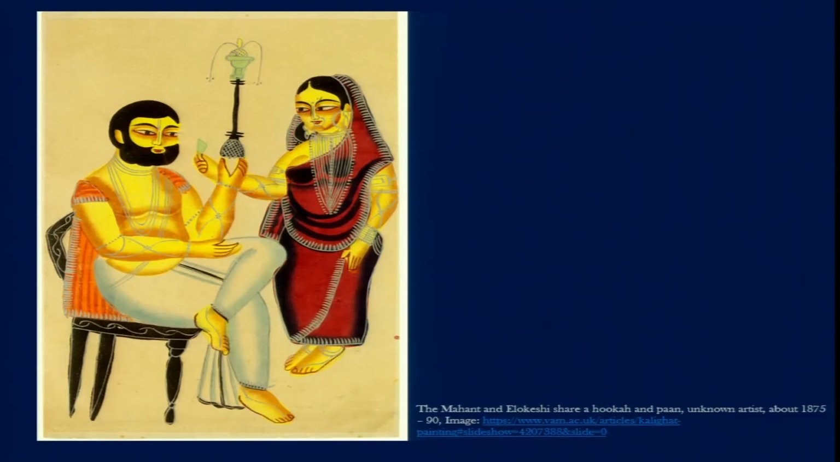So this is another example of the Kalighat painting, and this is perhaps made in the late 19th century, around 1875, and here we see this episode of Mohanto and Elokeshi. So we have already discussed this scandal of 19th century Bengal, that is about Mohanto and Elokeshi, and here we see how these two figures are painted by the Kalighat painters.